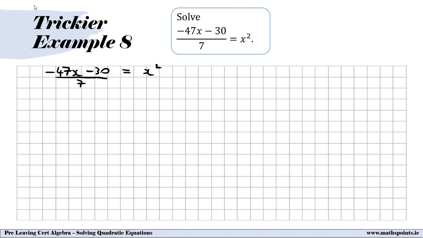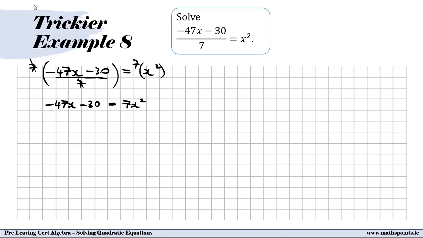If I multiply the left hand side by 7, I'm left with minus 47x minus 30, and if I multiply the right hand side by 7, I get 7x squared. So if you think about it as if I'm multiplying the left here by 7 and the right here by 7, well, the 7 and the 7 on the left hand side cancel, and that leaves me with this 7x squared on the right hand side.